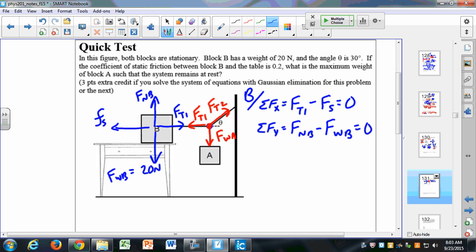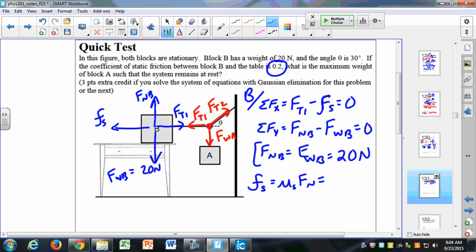Those are pretty simple. I can go ahead and solve for some of these things. I know that Fnb now is equal to Fwb, which is equal to 20 newtons. So that's my normal force. I can also say that Fs is mu s times the normal force. That's going to be 0.2 times the normal force, which is 20 newtons. 0.2 times 20 is 4 newtons.